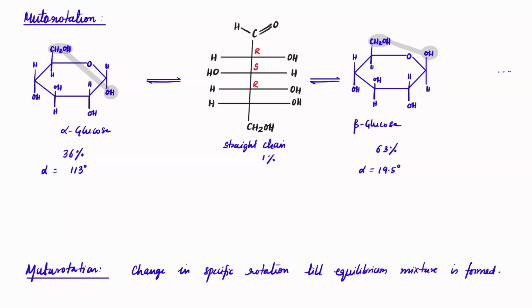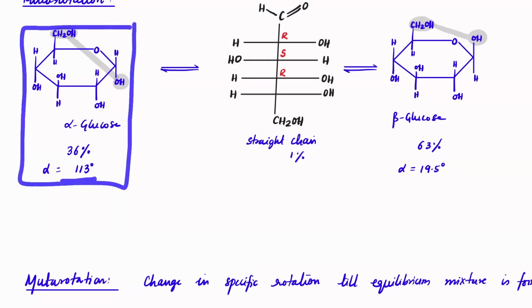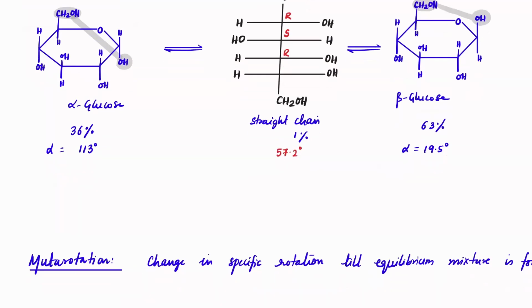If you see how much angle of rotation each creates, for alpha it is around 113 degrees. When you isolate this and measure the angle on the polarimeter, it will be 113. For beta this will be around 19.5, and for straight chain we know that it is 57.2. This is the angle which you will find. But when you take sugar, you will not get complete alpha glucose or complete beta or complete straight chain. You might always have a mixture. So if there is a mixture, you will not find the exact angle of any one of these. Rather, you will get the average of these.